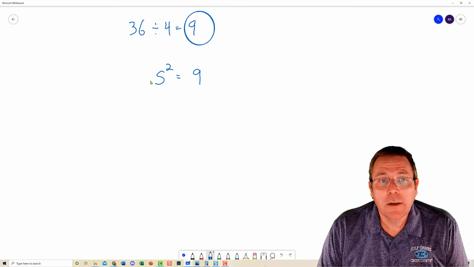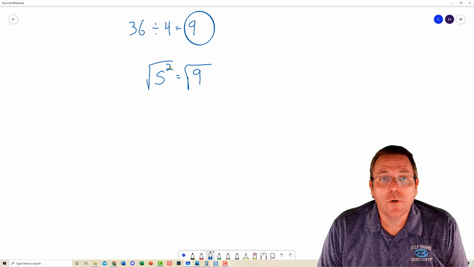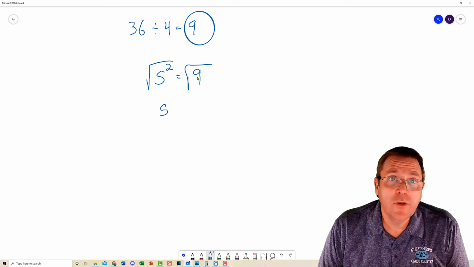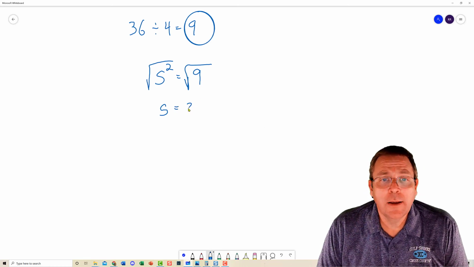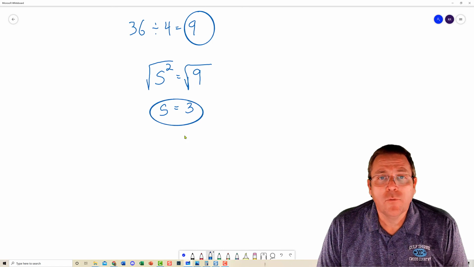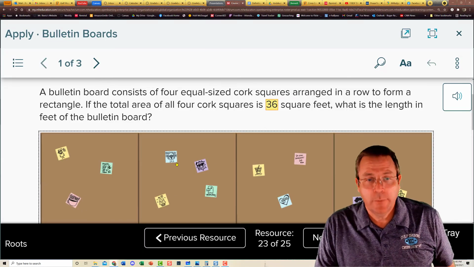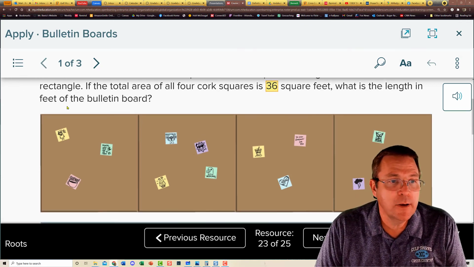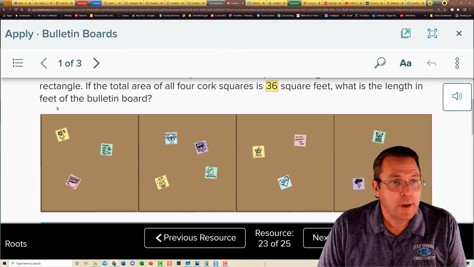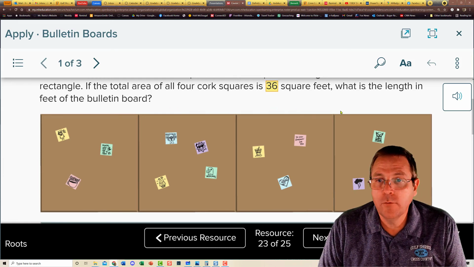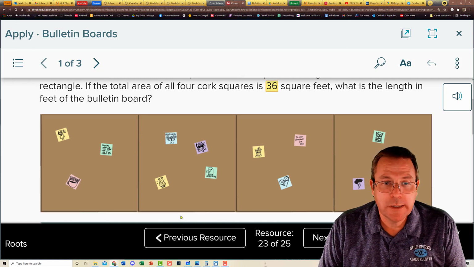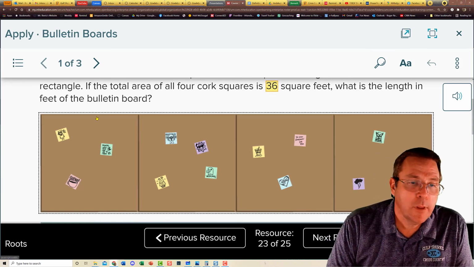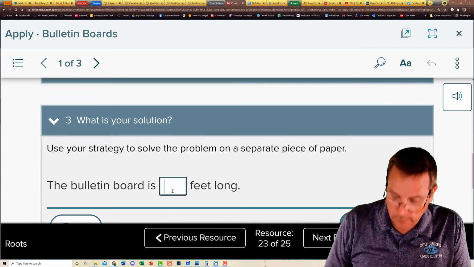And to find out what one side length is, all I have to do is take the square root of both sides. The square root of s squared is going to be s. Now we know this one has to be a positive one. You can't have a negative distance, so the square root of 9 is going to become a positive 3. From there, I'm jumping back over to my picture, and I'm going to acknowledge the fact that each one of these side sections is going to be 3. So I have 3, 6, 9, 12, 15, 18, 21, 24, 27, and 30. So my final answer is going to be a real simple 30 feet long.